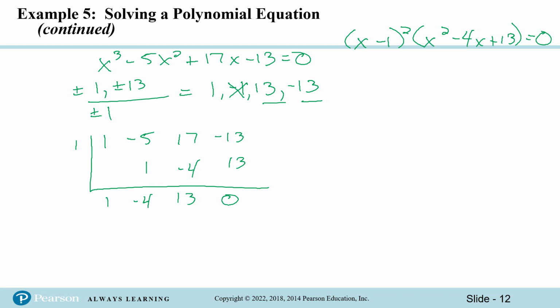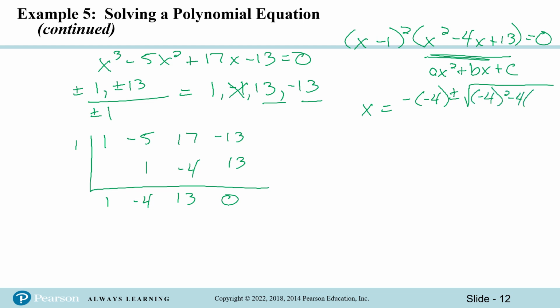So now we have this quadratic. So we can use quadratic techniques. So let's just go ahead and use the quadratic formula. Negative, negative 4. So negative b plus or minus the square root of b squared minus 4 times a times c, over 2 times a, and then simplify.